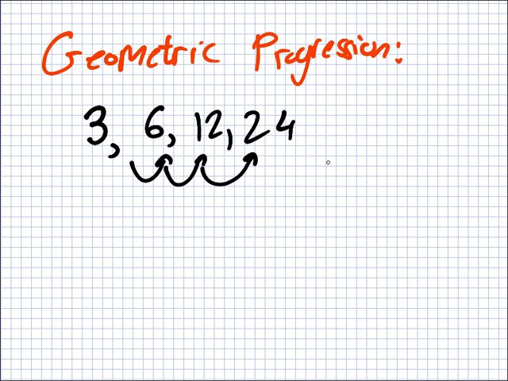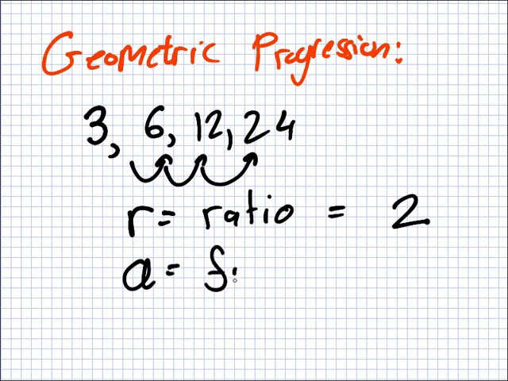Multiplying by 2, yeah. So R is the common ratio, and in this case it is 2. And the A, again, is the first term, and in this case it's 3. Okay, so just like the last lesson, let's have a look at some formulas.